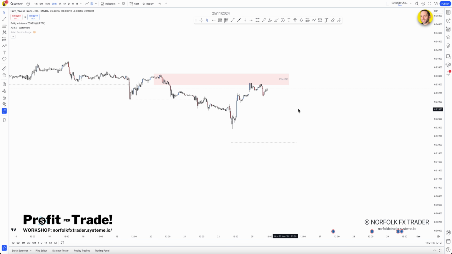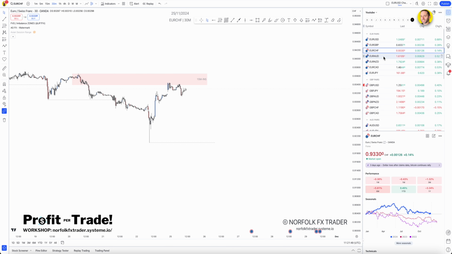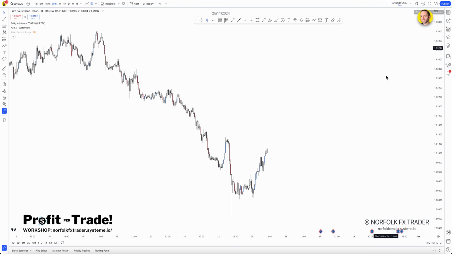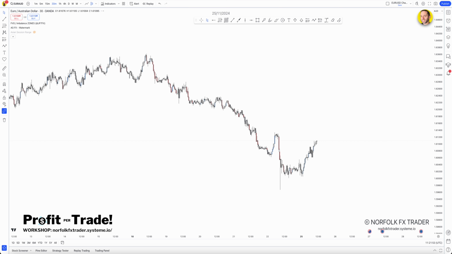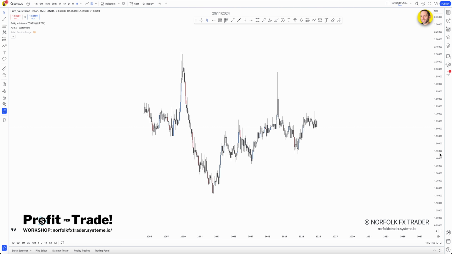So that is the Euro Swiss franc. Let's have a look at the Euro AUD. Now, after we've gone through the Euro pairs, we will have a small break. Let's have a look at the monthly time frame quickly first.